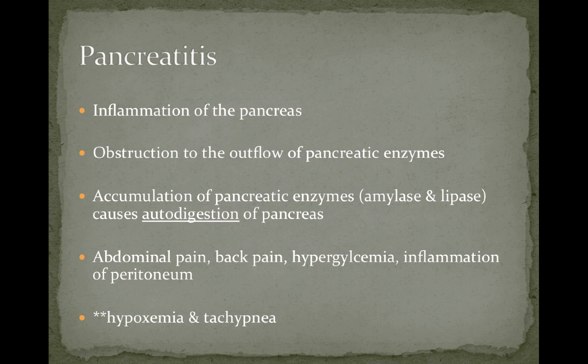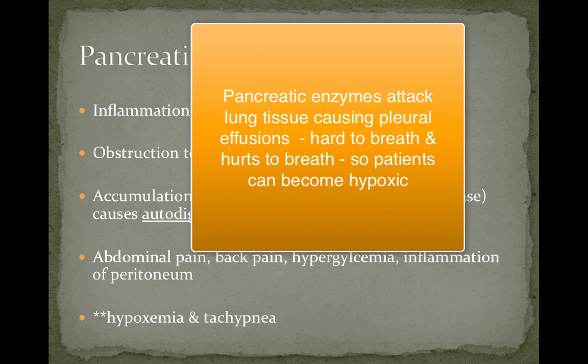So the pancreatic enzymes can actually leak out of the pancreas and out of the capillaries as the pancreas is being digested. And the enzymes themselves can attack the lung tissue. And so what happens is you get what is known as a pleural effusion. You actually get a buildup of fluid in the bottom of your lungs. As you think about where your pancreas is, your lungs would sit up top.